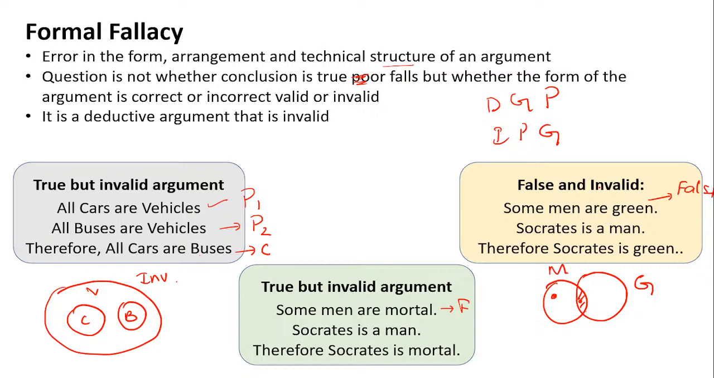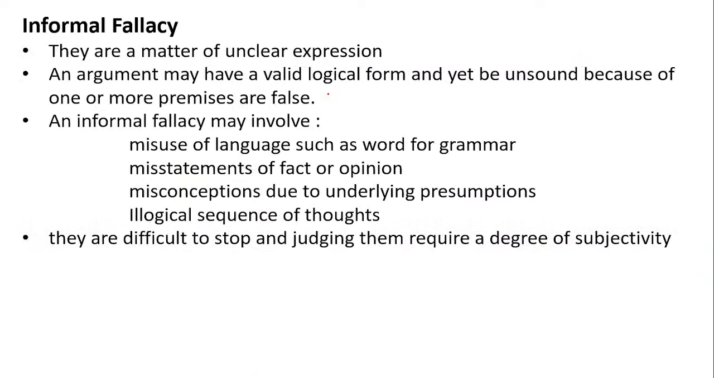Informal fallacies are a matter of unclear expression. The fallacy in which the problem is with the content is called informal fallacy. An argument may have logical form and yet be unsound because one or more premises are false. Logically, it may be right. In formal fallacy, the problem was with the form of the argument, but in informal fallacy, the problem is with the premises, because one or more of them are false.